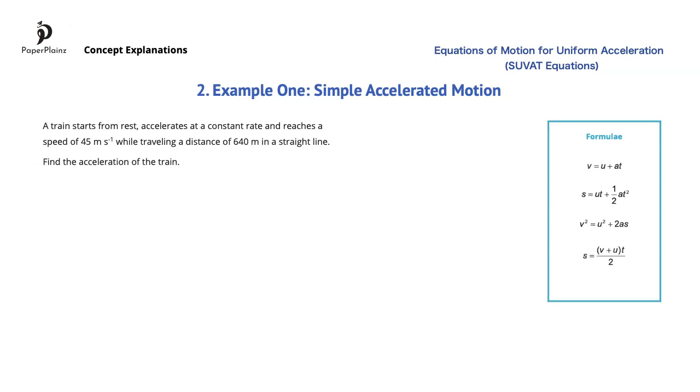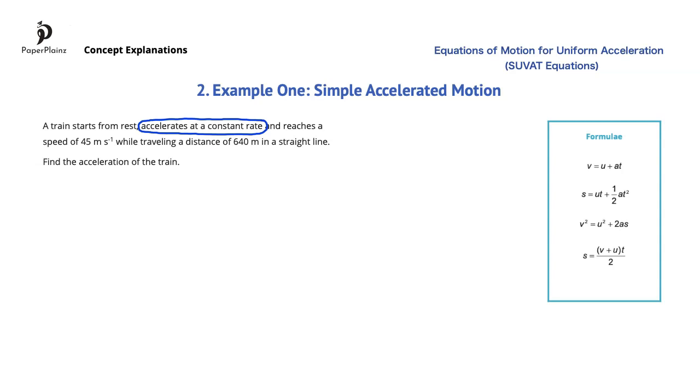It is stated in the question that the train accelerates at a constant rate. This is important because SUVAT equations can only be used when acceleration is constant, or in other words, uniform. This will not always be stated in questions, but in general you can assume uniform acceleration. The first step when solving a uniform acceleration question is to identify the variables that are given and the variable that we are looking for.